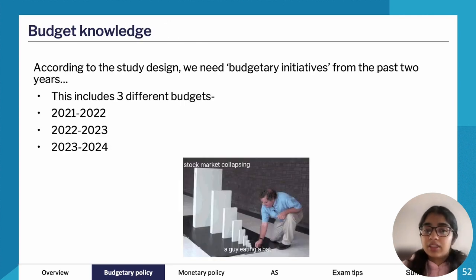Some of the budget knowledge that we need to know. In your exam and in your SACs, you would have to know some of the main policies in the budgets and how they affect our goals. So you need to know 3 different budgets. I think the 2022 to 23 and 23 to 24 is actually enough. But if you really want to solidify it, you can also do the 21 to 22. So these are the budgets from, I guess, the past 2 years. And pay special attention to this year's budget.